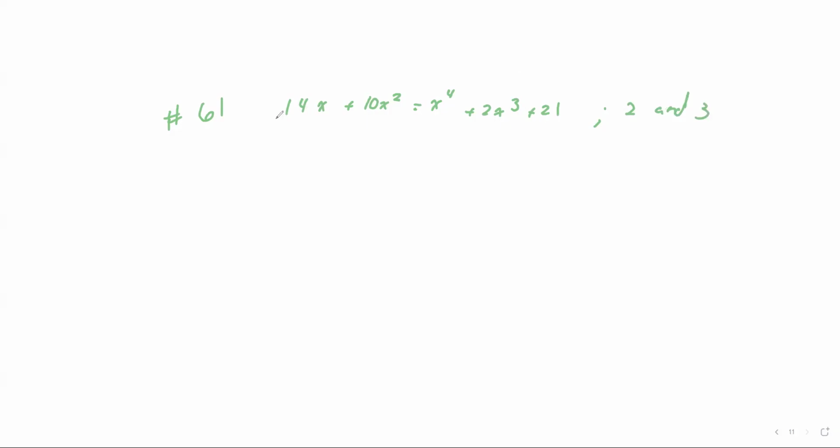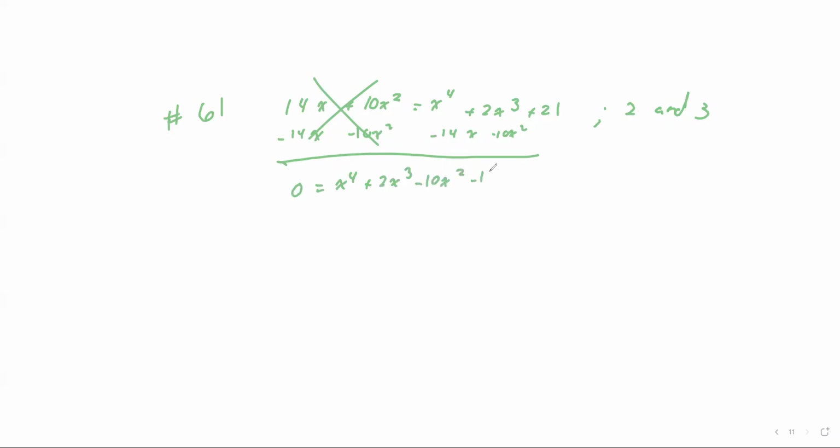All right, so what we want to do here is set this equal to 0 and then put it in the correct standard form. So I'm actually going to subtract 14x and 10x squared over, and then rewrite it in the correct order. So I get 0 equals x to the fourth plus 2x cubed minus 10x squared minus 14x plus 21. So that's the only difference you've got to do. And now all I've got to do is plug it in and determine what my values are at 2 and 3.